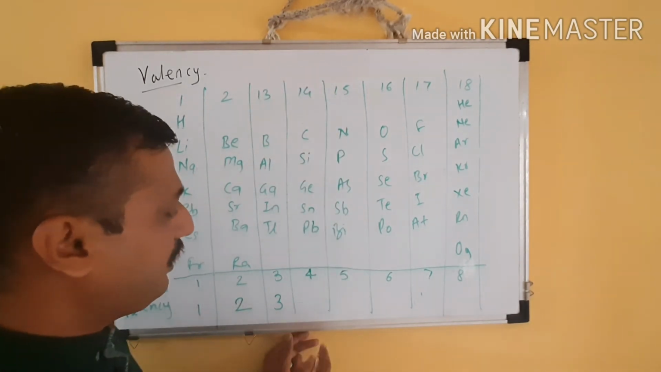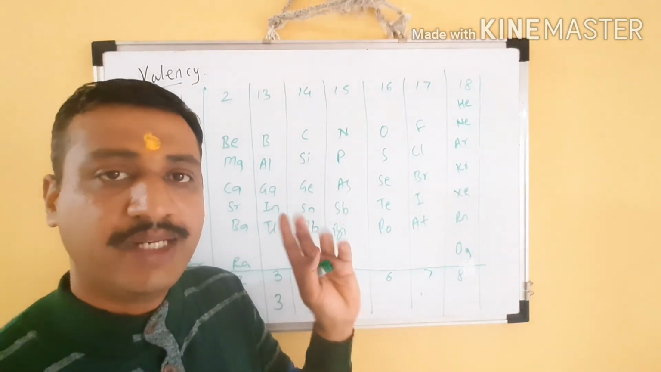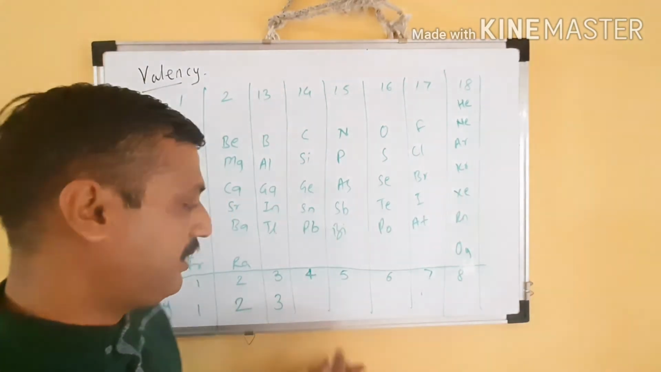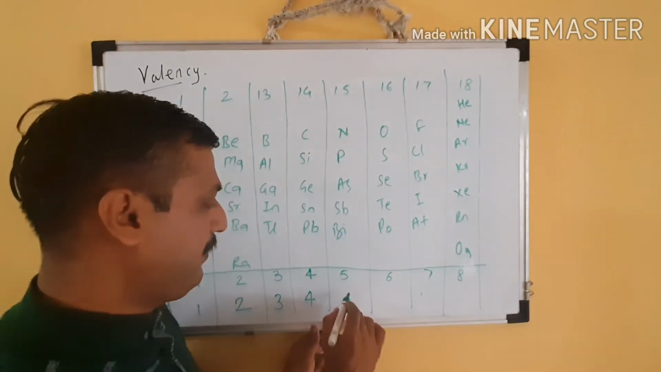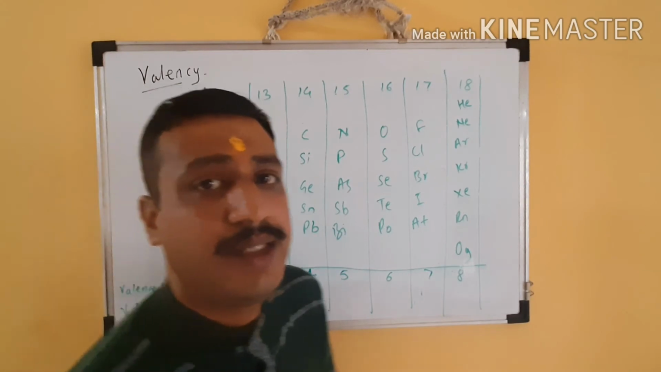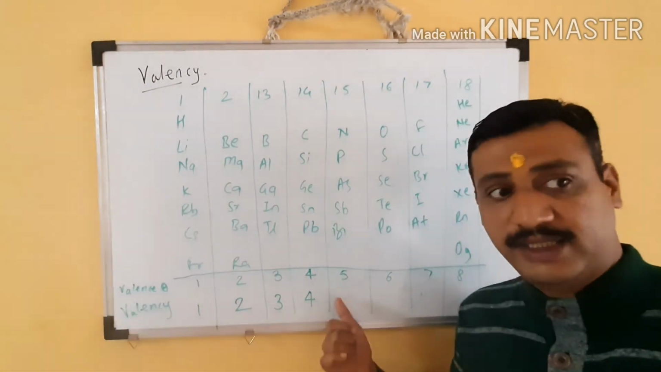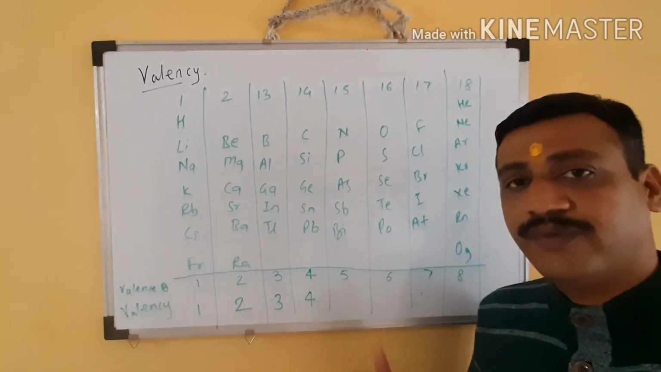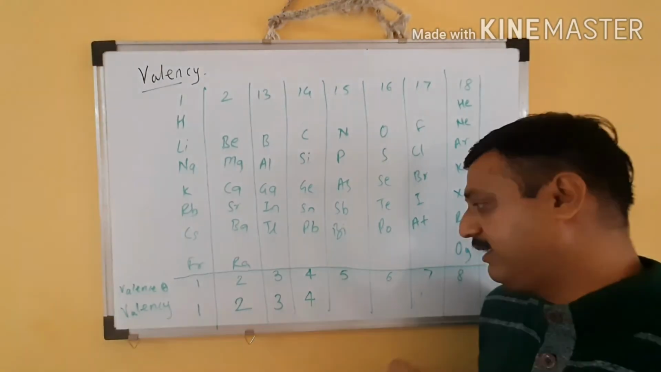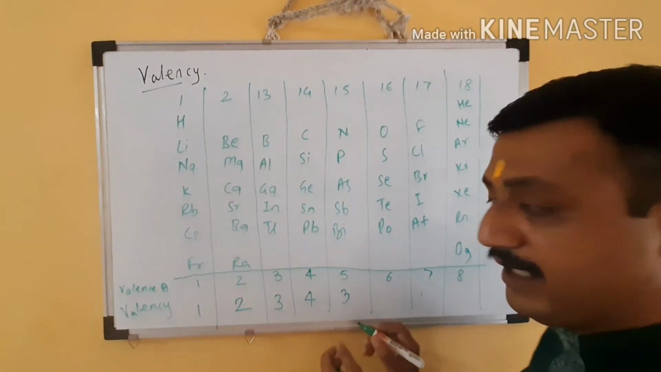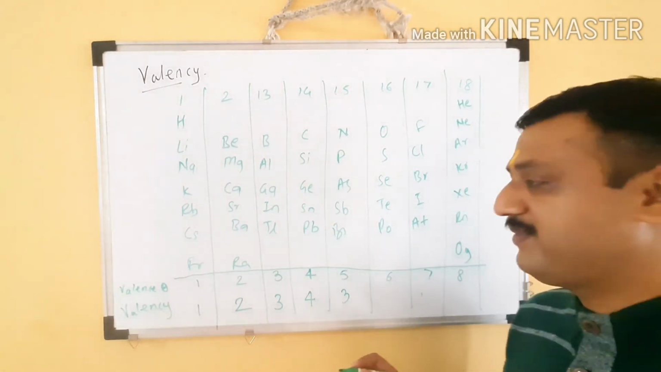Here group 14 elements have 4 electrons in the last shell. We saw the example of methane, where carbon shares its 4 valence electrons. That's why the valency of carbon is 4. In the same way, all these will show valency 4. Now group 15 elements have 5 electrons in the last shell. So what will happen in this case? They'll gain 3 electrons and they'll become stable, isn't it? They'll gain 3 electrons, they'll become stable.